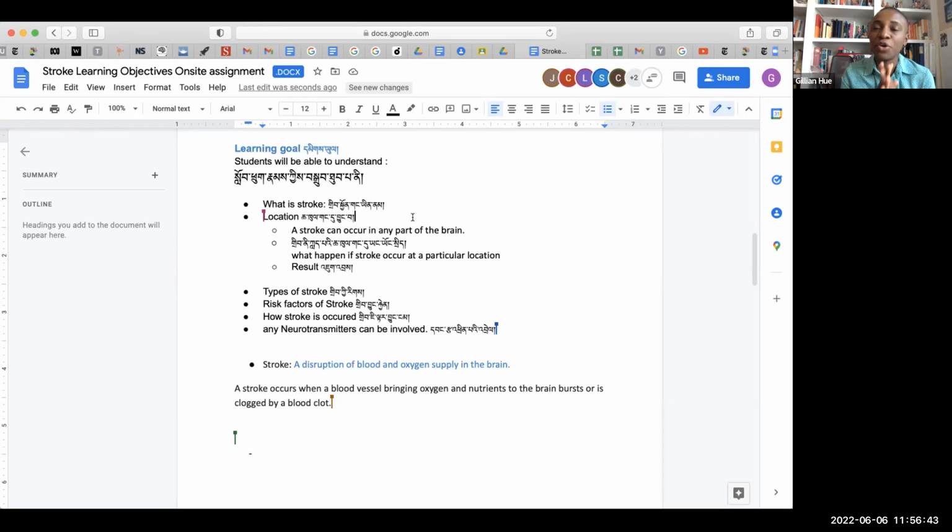So a learning objective could be for your students to understand the relationship between structure and function.